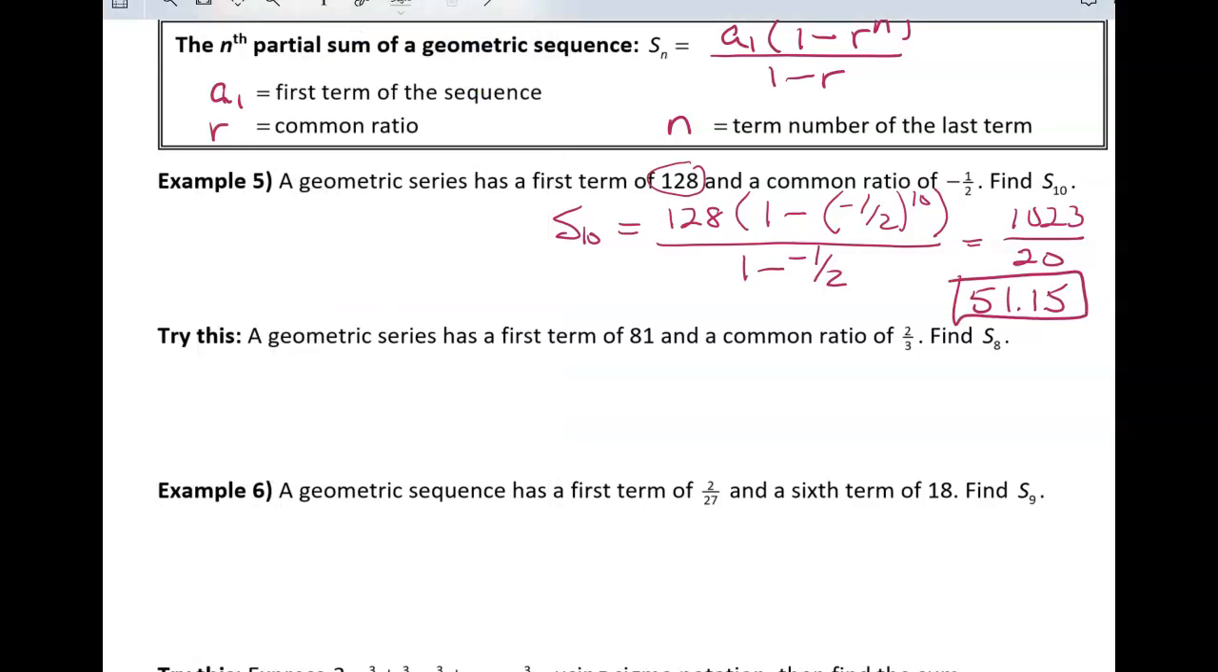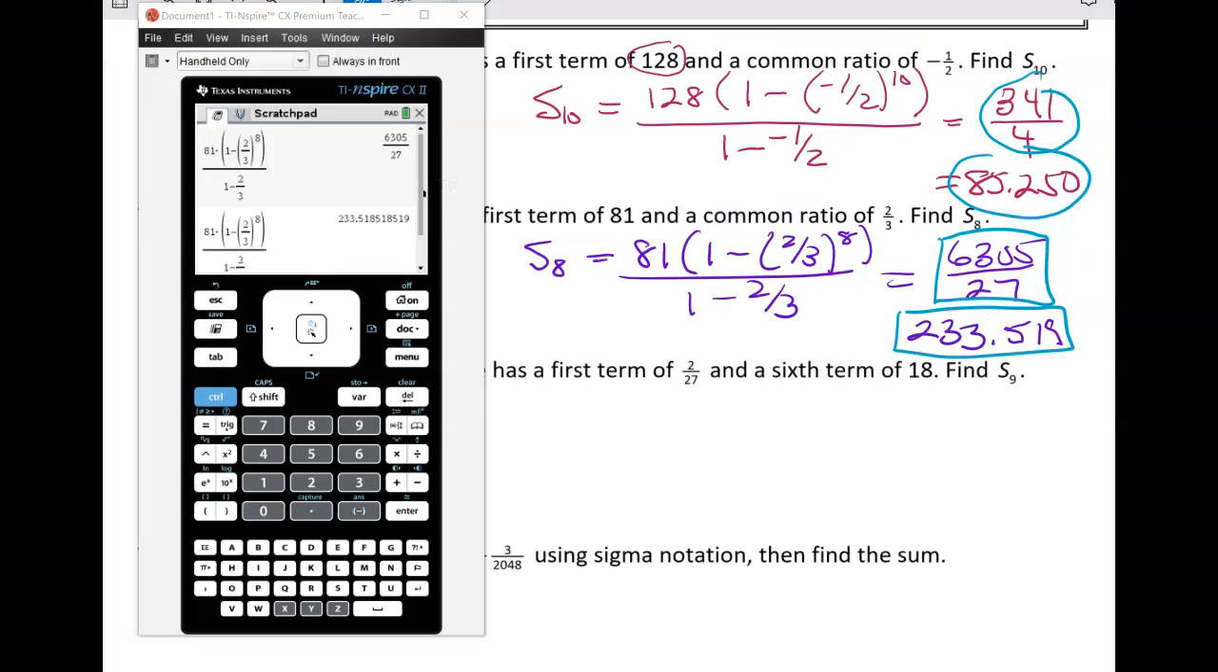All right, you have one to try on your own. This is a geometric series with the first term of 81, common ratio of 2/3. Find the 8th partial sum. All right, this one is for you to try. The sum should either be as a fraction 6305 over 27 or as a decimal 233.519. Either one is okay. Just FYI, I keyed in the previous example's computation incorrectly, so the corrected numbers are above there. All right, let's move on.